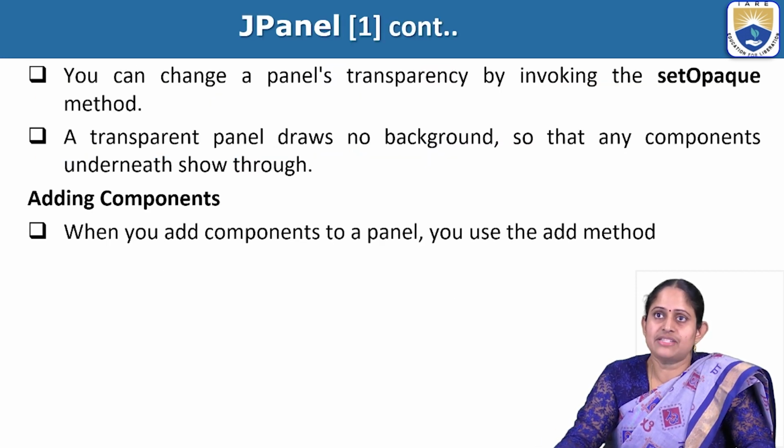The panel's transparency can be changed by invoking the setOpaque method. The transparent panel draws no background so that any components under it can be seen through.